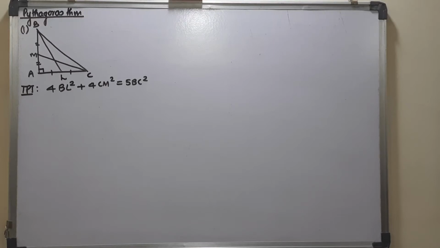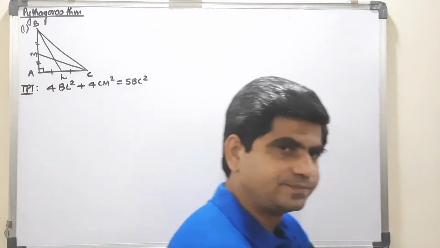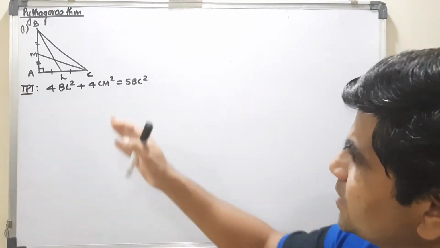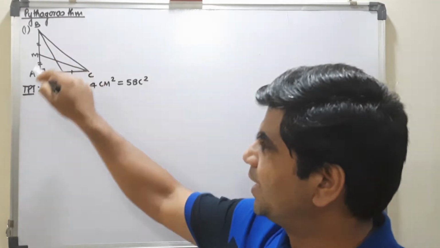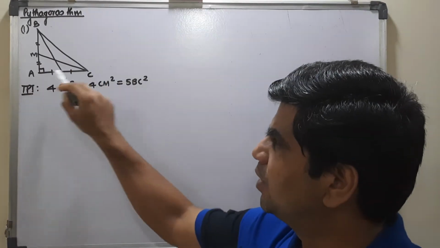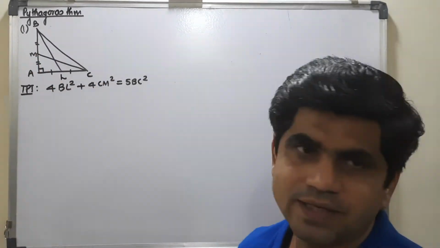Welcome back. Let us go with some more problems of Pythagoras theorem. I have written one question on the board. It says, if you see the figure, it is very clearly saying that it is a right angle triangle at A. Then BL is median on side AC and CM is median on side AB.